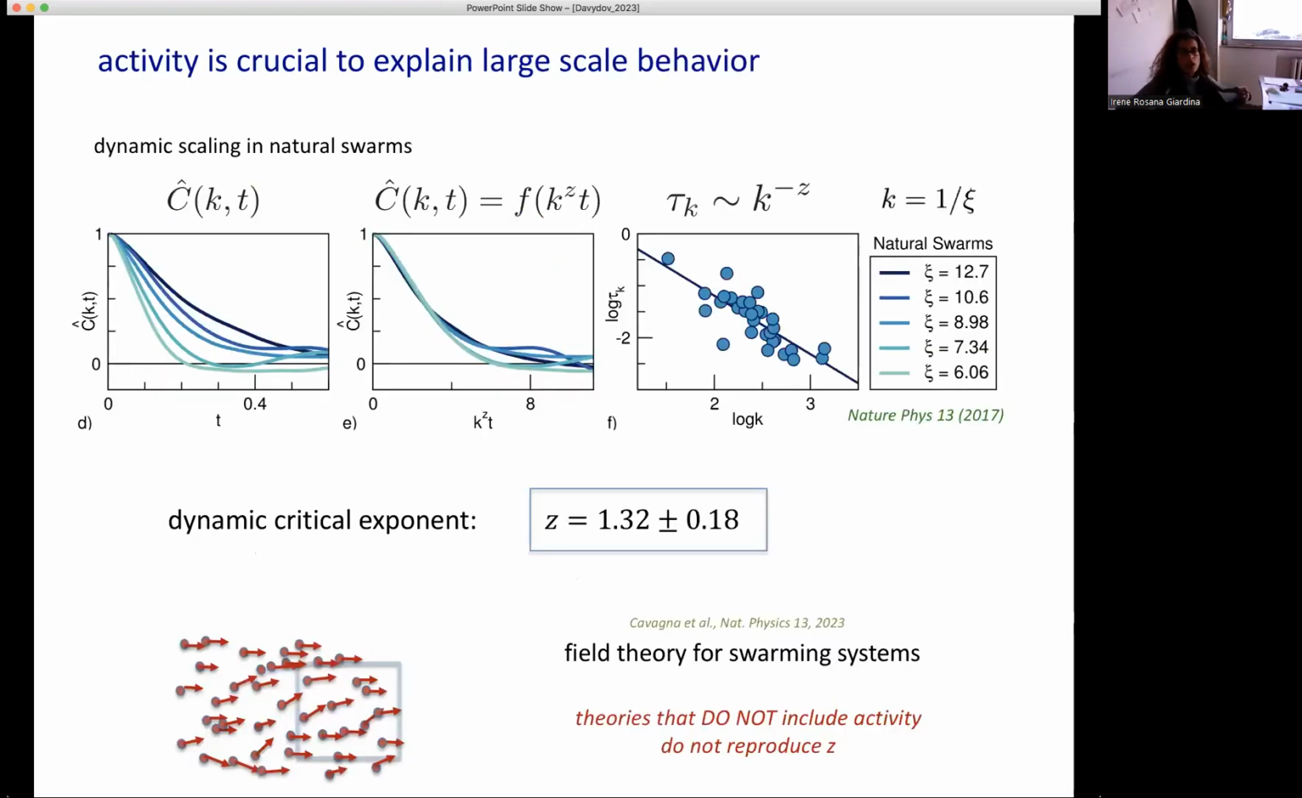And indeed, if we look at the behavior of the system, and in particular at the correlation functions in time and space for natural swarms, what I find is that they obey very nicely a dynamic scaling behavior with some exponent, which is this Z here, the critical dynamic exponent. We found this value in the data. And actually, we can build a field theory able to reproduce precisely this behavior. But if we don't put in activity, if we don't take into account the non-equilibrium nature of the dynamics, we get it wrong. So this is a case where it is truly important to take into account the non-equilibrium features of the model.